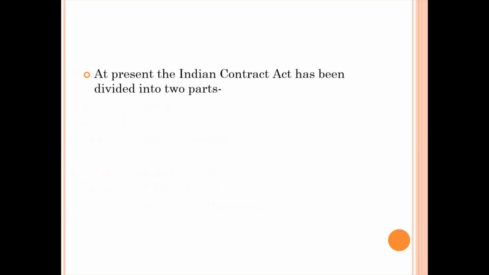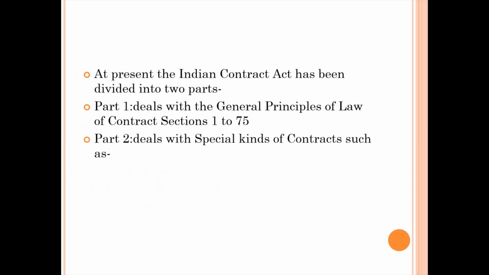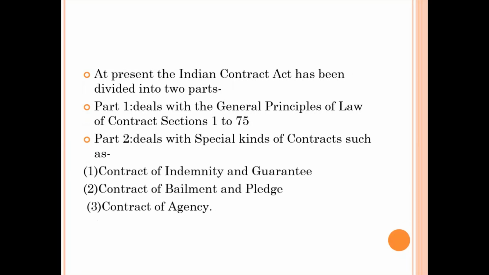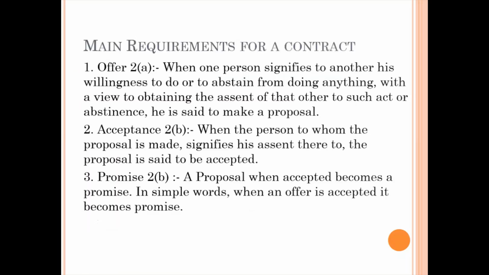Now come to the present. At present, we have divided the Indian Contract Act into two parts. The first part deals with general principles of contract from section 1 to 75 as previously, and part 2 deals with some special kinds of contract, such as contract of indemnity and guarantee, contract of bailment and pledge, and contract of agencies.